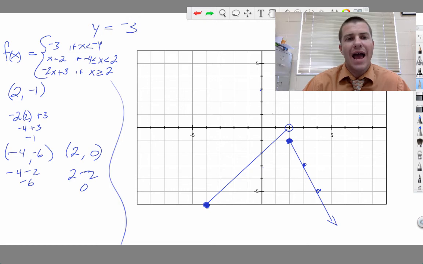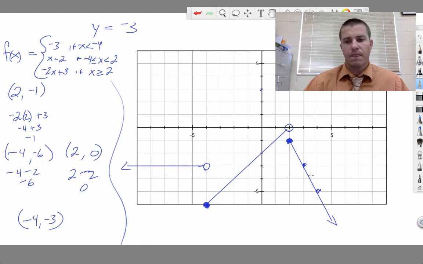If I was drawing the whole graph, it would be all the way over here. Well, I only want where x is less than -4, so the point you start with is when x is -4 and y is -3. So (-4, -3), and I want where x is less than that, so it's going to go to the left. And this is the graph of the piecewise function: f of x is -3 if x is less than -4, between where x is -4 and 2, I have the line y equals x minus 2, and when x is greater than 2, I have the line y equals -2x plus 3.